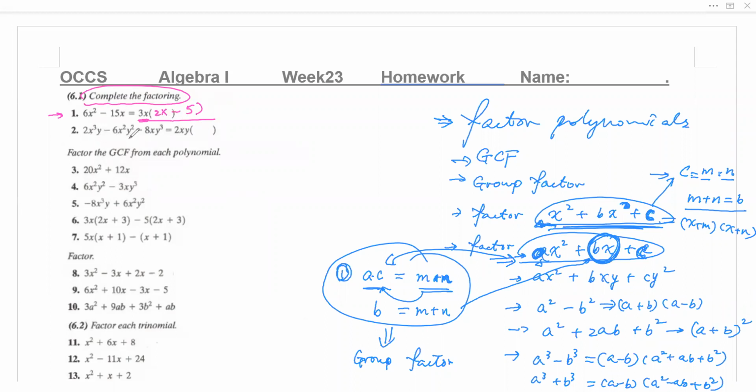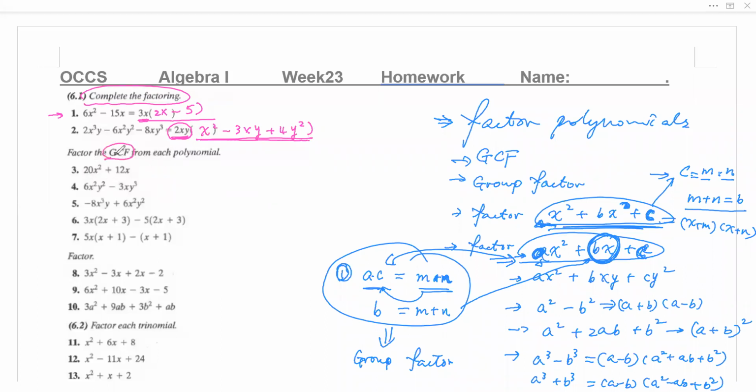Secondly, here, they wrote a common factor already, right? So the rest would be what? x squared minus 3xy, right? Plus 4y squared, right? So 2xy is the common factor. So inside the parenthesis is this one, right? All right. See number 3. Find the GCF.